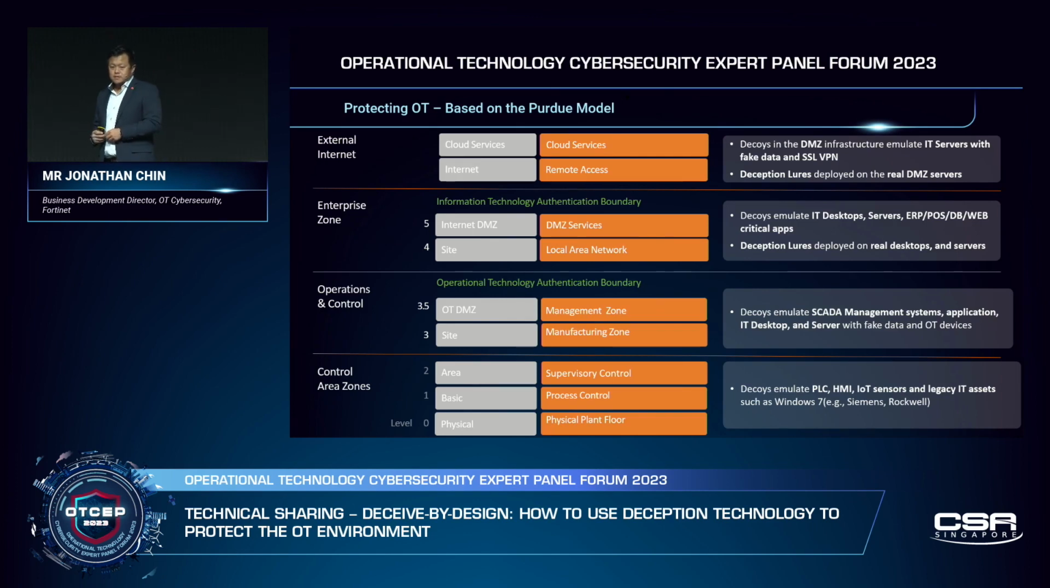So there are a couple of use cases. If you look at the Purdue model, which all of us are quite conversant with, we can actually spin decoys in all levels of the network. From the control area zone, layer 1, 2, we can emulate PLCs, HMI, sensors, legacy assets, to SCADA management systems in layer 3.5, and servers with fake data and OT devices, all the way up to the enterprise zone where you have your ERP systems, POS systems, or web applications, critical apps. We can put decoys on every single laptop and server.